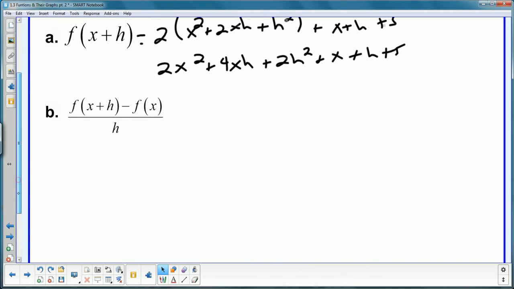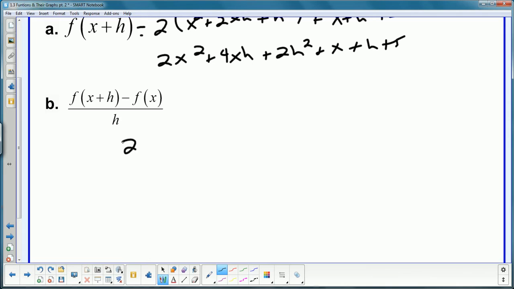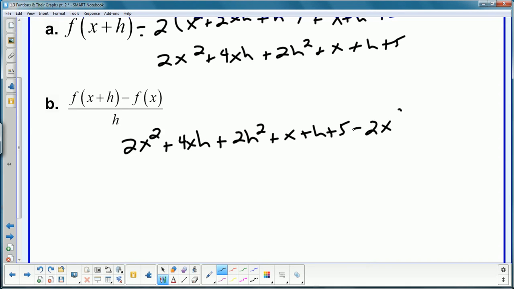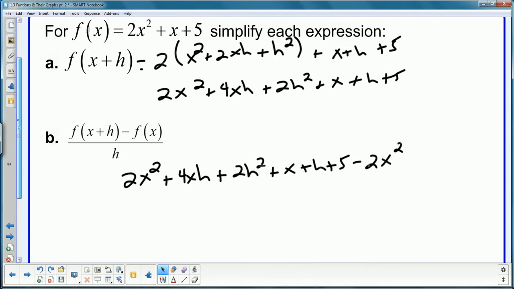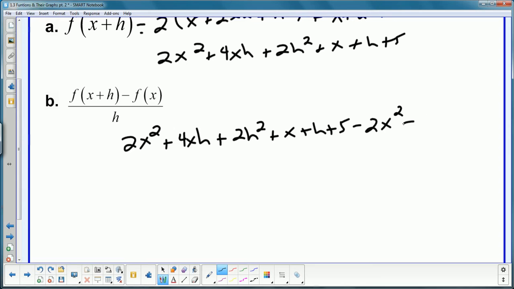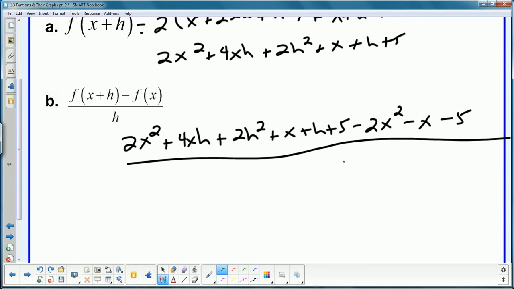And then I'm going to plug that in down here. And again, I'm going to do this a little bit quicker so that we can see how things cancel out. Distributing my negative sign here, this would give us a negative 2x squared, and then minus x minus 5 all over h again. Oops, all over h. And let's see what cancels out.